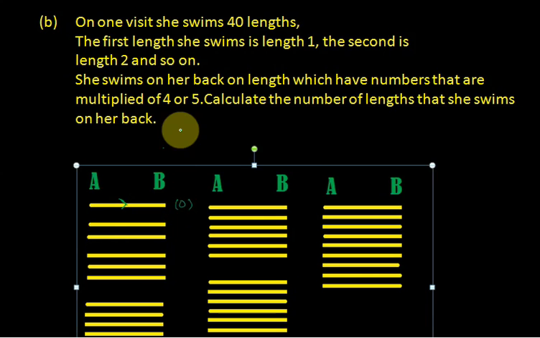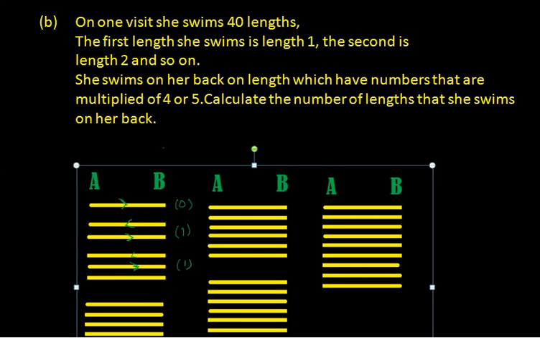On the second there are 2 lengths, so she starts from B. First she starts from A to B, so there is no back, and then the second she swims 2 lengths, so she goes from B to A and back from A to B, so there is 1 back here. Similarly in the third, when she starts from B, she goes B to A, so there is only 1 back here as well.